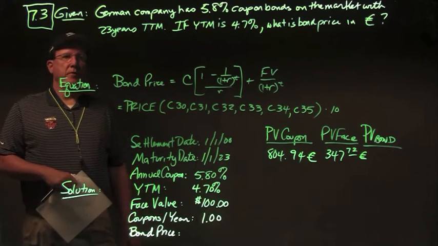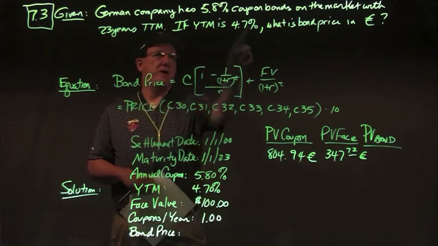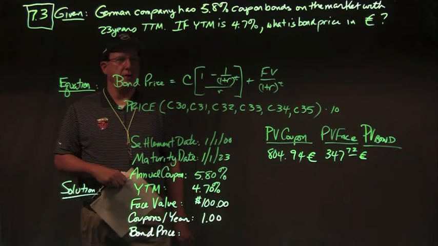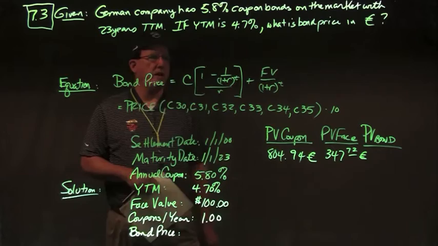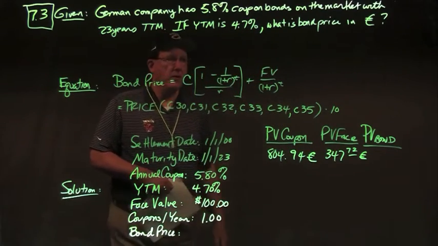In problem 7.3, we have a German company with bonds that have a 5.8% coupon rate on the market with 23 years time to maturity. If the yield to maturity is 4.7%, what is the bond price in euros? Pay careful attention to your units here, which are euros.